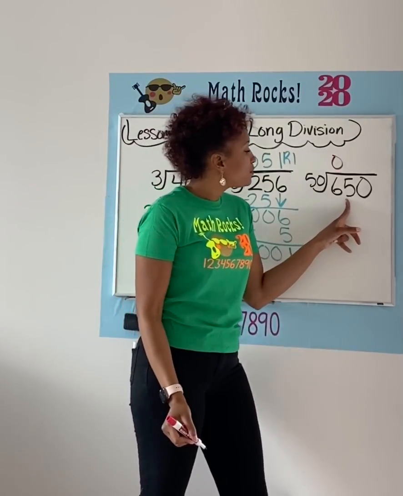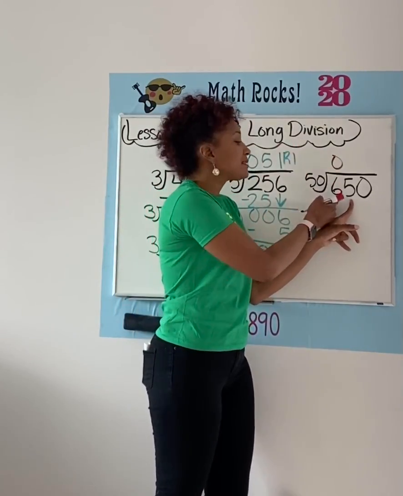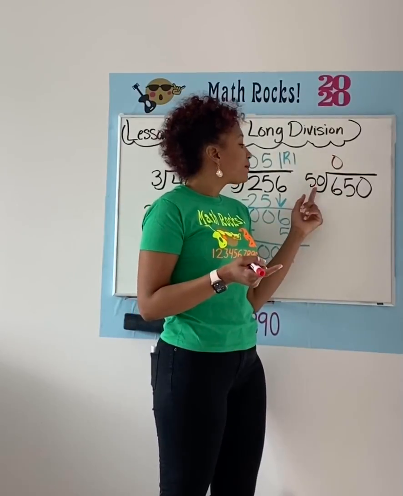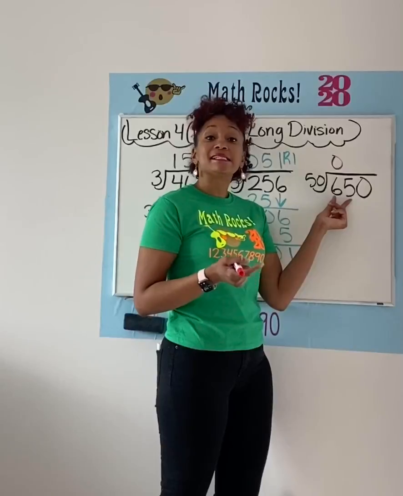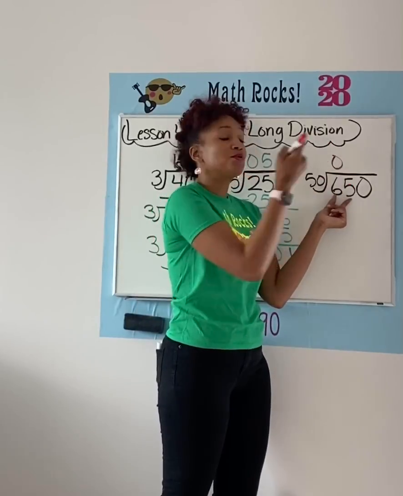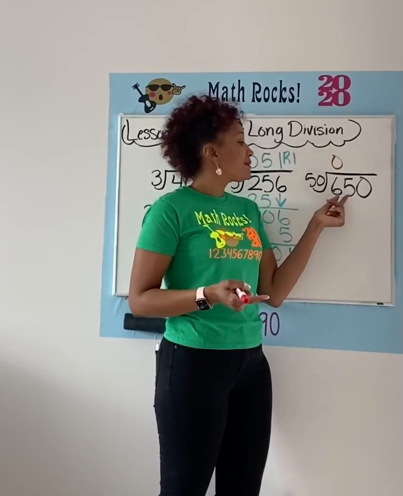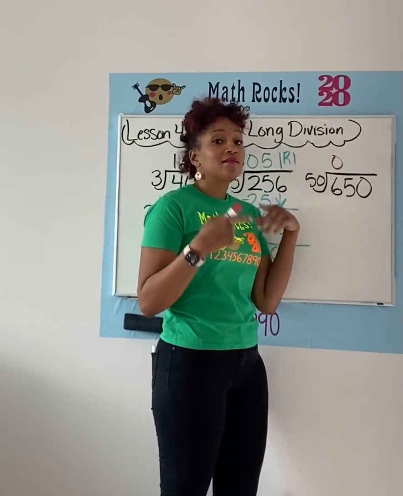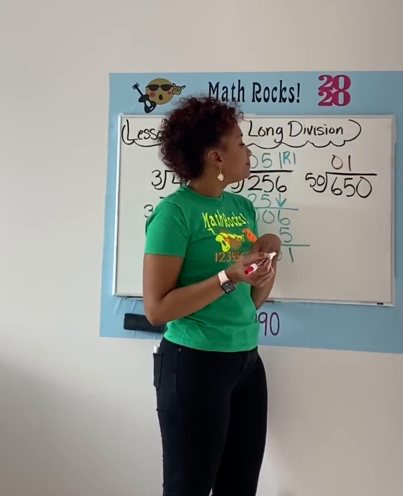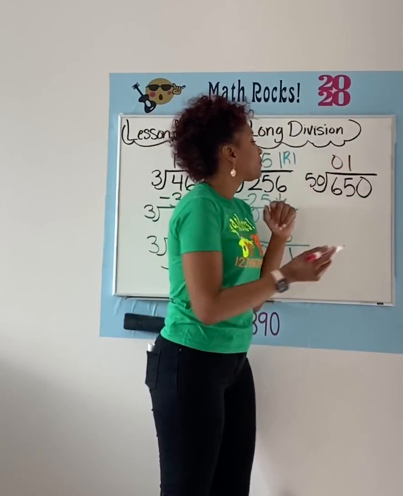So now you get to move over and add that 5 onto 6 and make that number bigger. So now you're asking yourself, how many groups of 50 can I make out of 65? Or how many times can 50 fit into 65? Or 65 divided by 50? 1. And then 50 times 1 is 50.